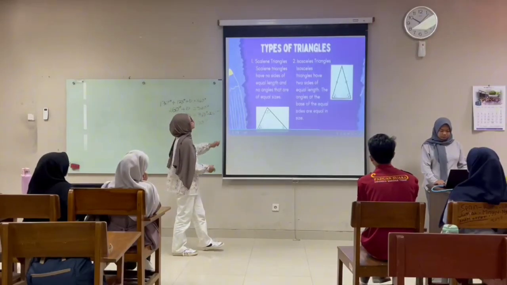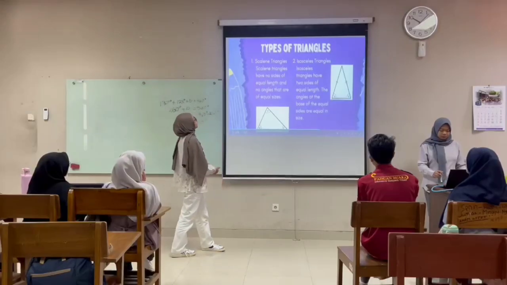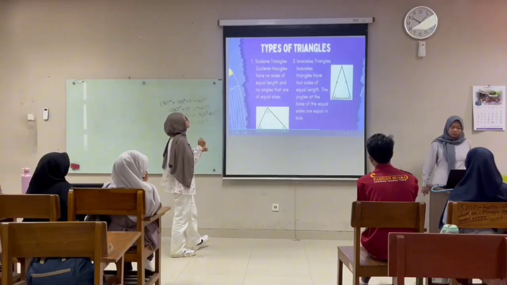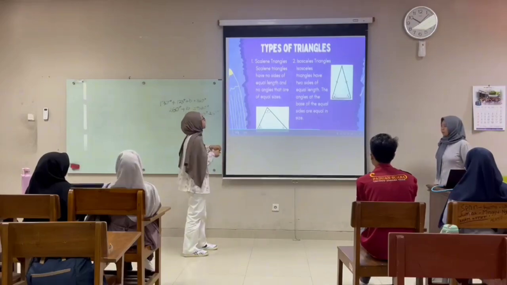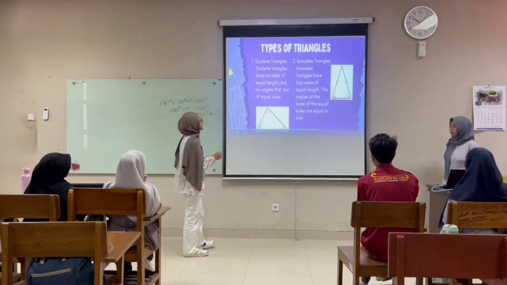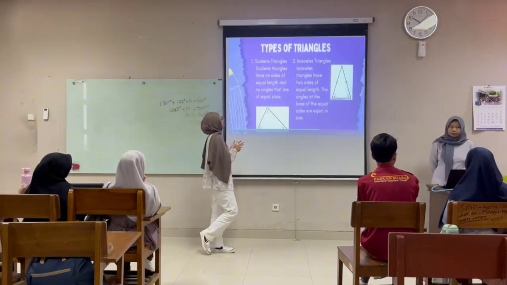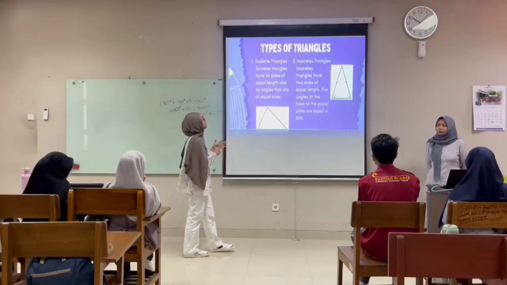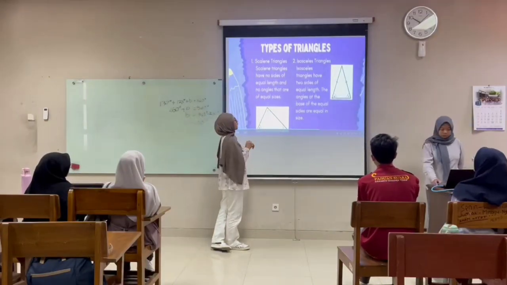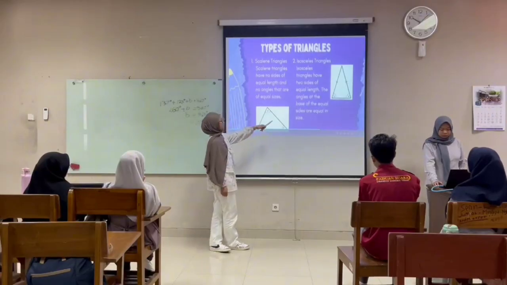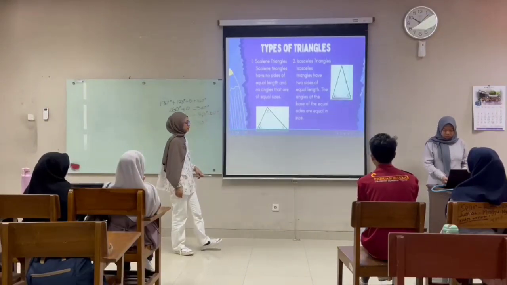Okay, next is types of triangle. Number 1 is scalene triangle. Scalene triangles have no sides of equal length and no angles of equal size. 2 is an isosceles triangle. Isosceles triangles have two sides of equal length. The angles at the base of the equal sides are equal in size.